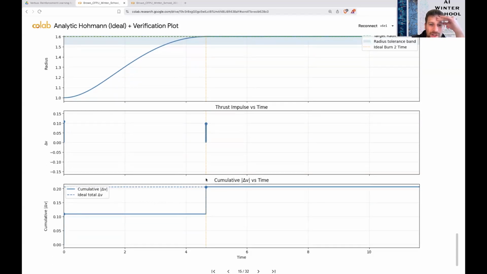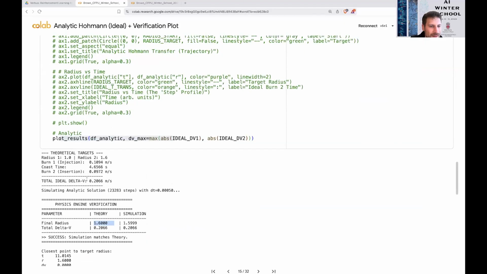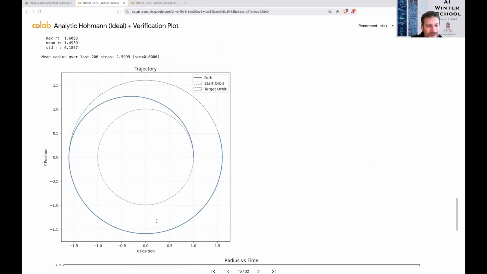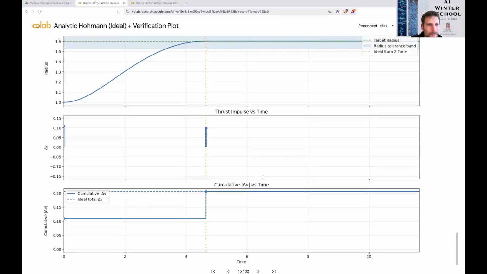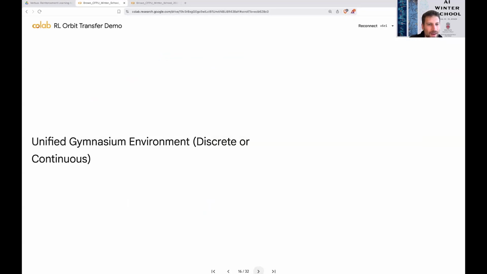And then this final plot shows the cumulative delta V, absolute value of delta V over time. So basically, if we were doing a lot of burns, you'd see this continue to rise. And this kind of tells you your cumulative fuel use. It's a little bit above 0.2 in these units, which is basically what we also see up here, so no surprise there. So this is calculated in our cumulative delta V versus time. All right, so now that we've seen that the analytic solution works, we can look at our RL solution.